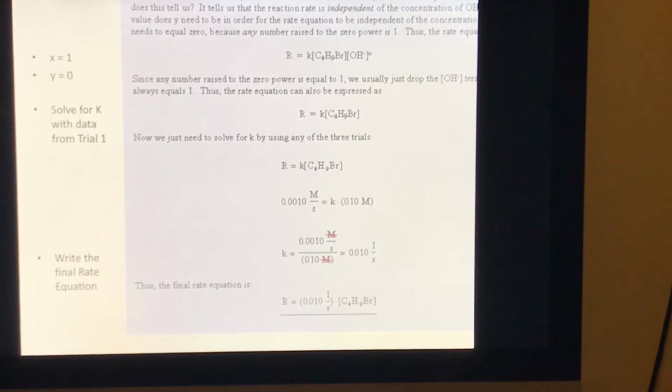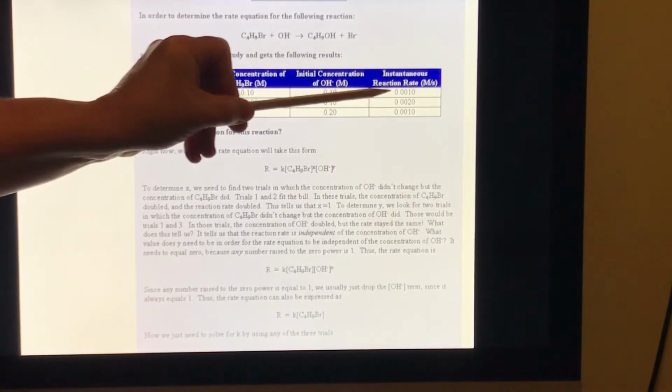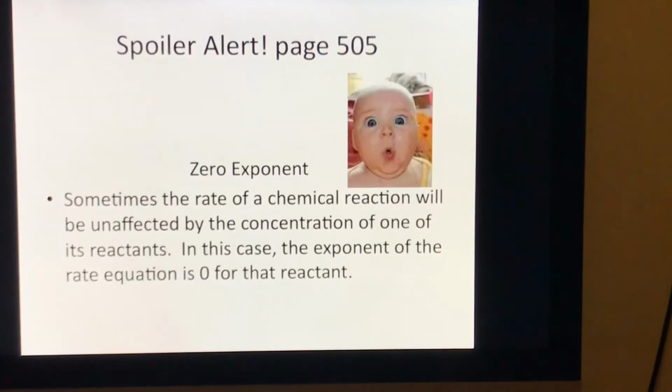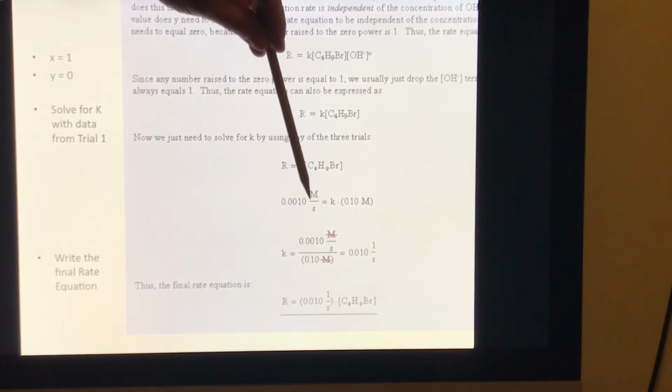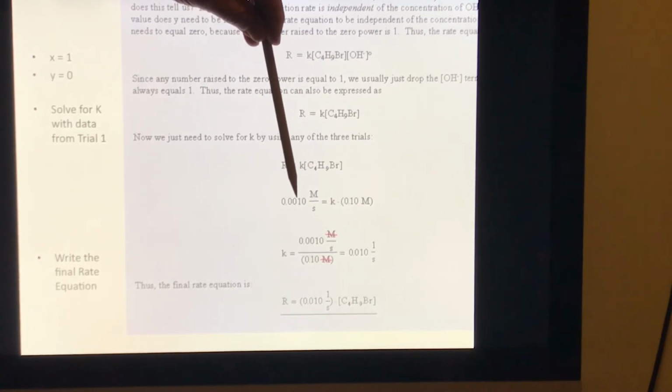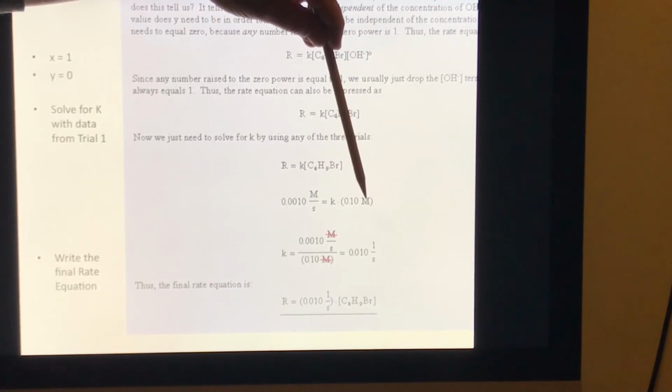And now we can solve for K using data from trial 1. Could have been trial 2 or 3. You should get the same answer. However, in the book, they particularly use trial 1. So if you looked back at the chart, here we're looking along this column here. All right, we have the rate that's determined there, 0.001 moles per second equals K times 0.1 molar.